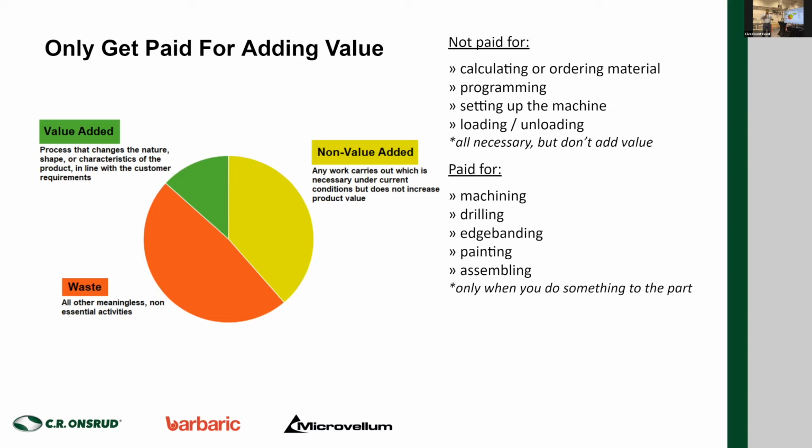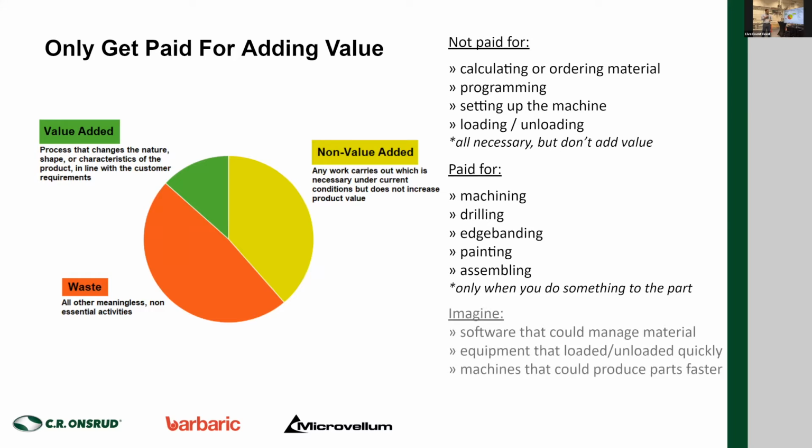What you do get paid for is actually doing something to the part, whether it's machining, drilling, edge banding, painting, assembly. Actually doing something to it is what you get paid for. So we're going to show you some software that can handle the material calculations, show you material handling equipment that can do that quickly, as well as machines that can keep up and produce products much faster for you.